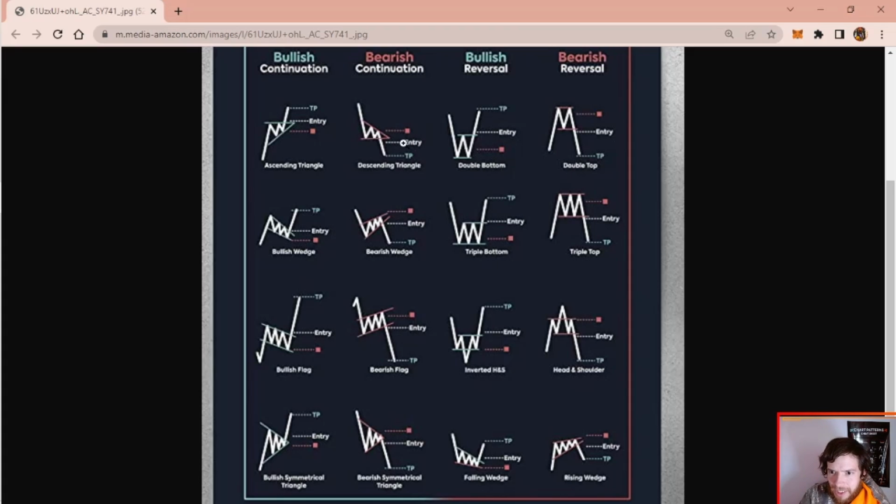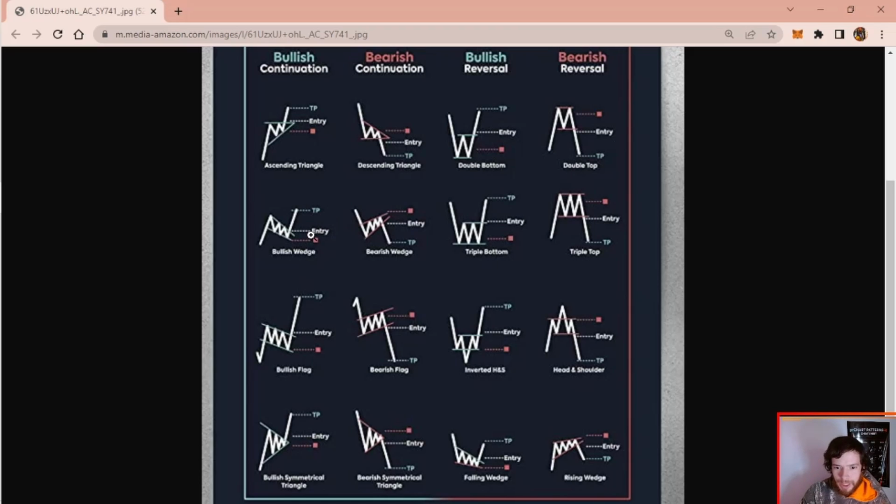So for the descending triangle, your stop loss would be on the bullish side above that second touch, and your entry would be below that support level on the second touch for a short. It wouldn't be buying shares. Buying shares, you'd be waiting for these bullish reversal patterns.